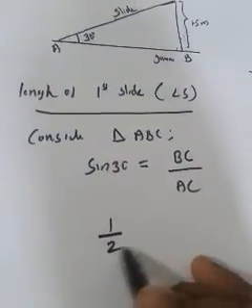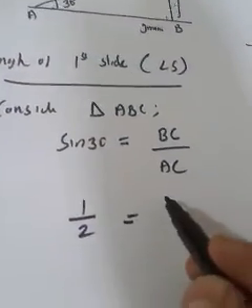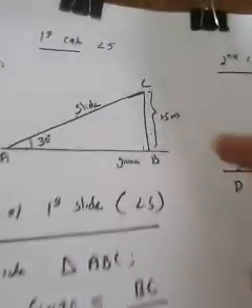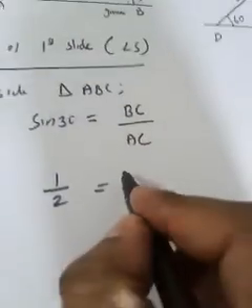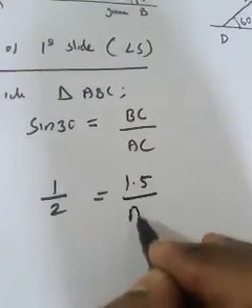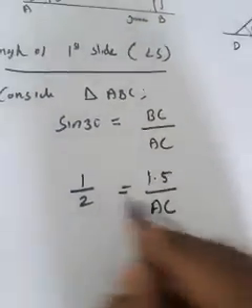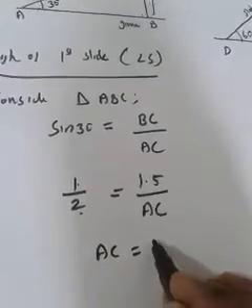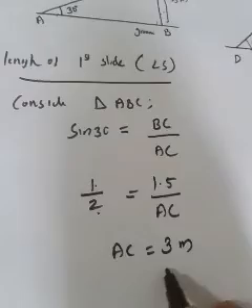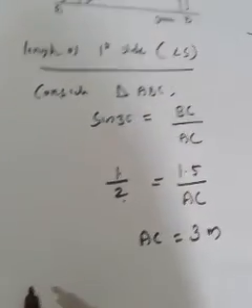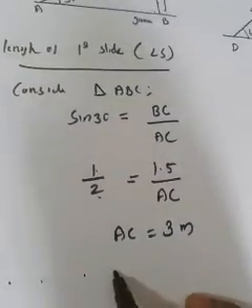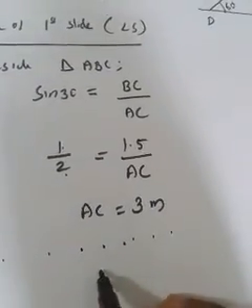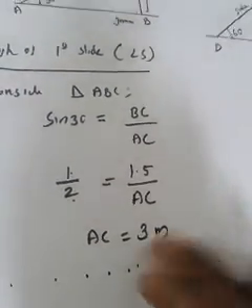So 1 by 2 is equal to, what is BC from the figure? It is very clear that the value of BC is 1.5 meter. 1.5 divided by AC. AC we don't know, that is what we actually need. When you cross multiply, 1 into AC is nothing but AC, that is 2 into 1.5, 3. So we got AC as 3 meter. So you can write the conclusion. The length of the slide in the first case, for the age group of less than 5 years, is equal to 3 meter. We got the length of the slide in the first case.